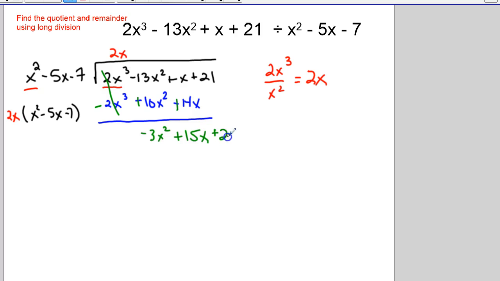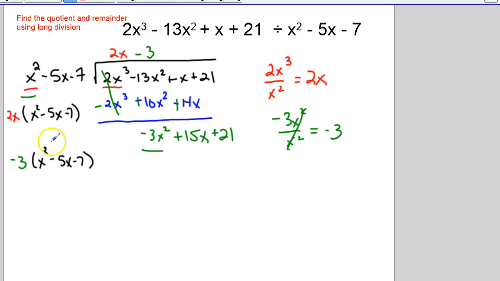I can drop down the 21, and now what I'm looking at is x squared and minus 3x squared. And that simplifies to negative 3. So I'm going to put a negative 3 up top. When I put my minus 3 over here, I'm going to distribute that to x squared minus 5x minus 7. And I end up with a minus 3x squared, positive 15x, and a positive 21.